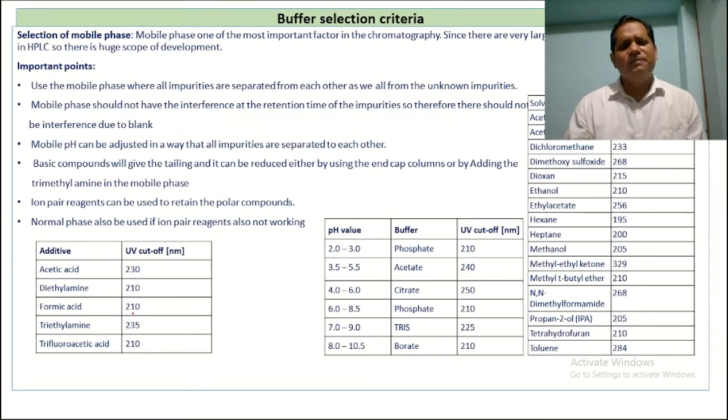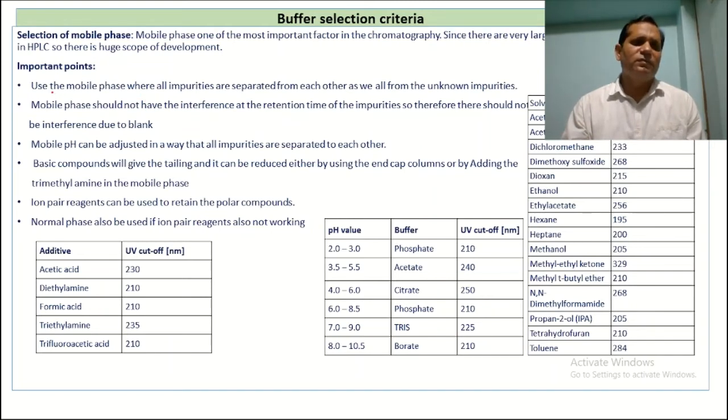Similarly, formic acid also has a UV cutoff of 210. So when we are doing method development at lower wavelength, we should not use formic acid if the method wavelength is 210. Based upon the UV or lambda max of the method, we have to choose the buffer. In this table I have given the UV cutoff values of some other solvents. Based upon the method requirement, we have to choose the mobile phase or buffer. In the buffer, one very important thing is pH, which I will discuss in the next slide.